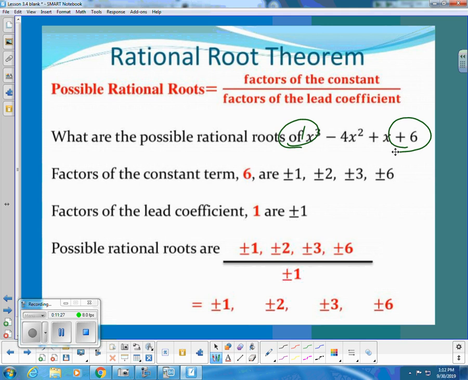So the factors of 6 are plus or minus 1, plus or minus 2, plus or minus 3, plus or minus 6. And the factors of 1 are just 1. So that's nice. And you need to divide them all out. So you've only got 4 possible rational zeros.